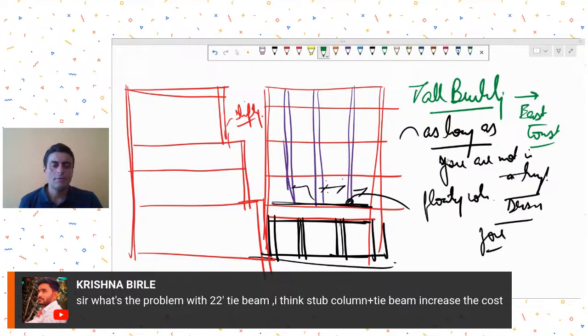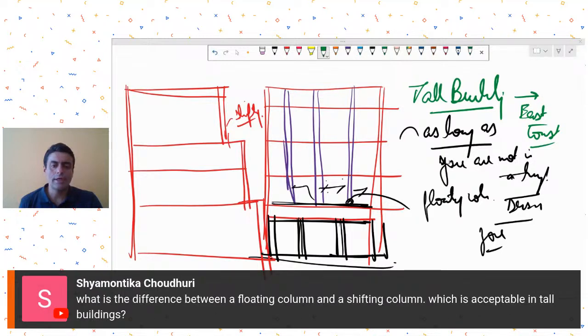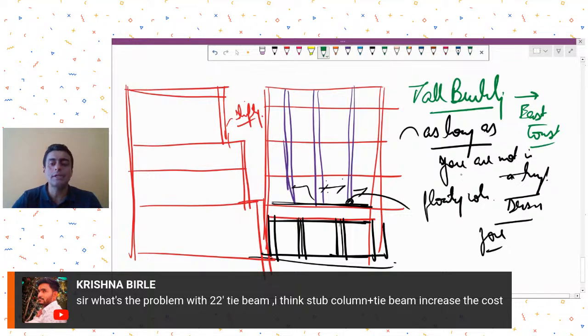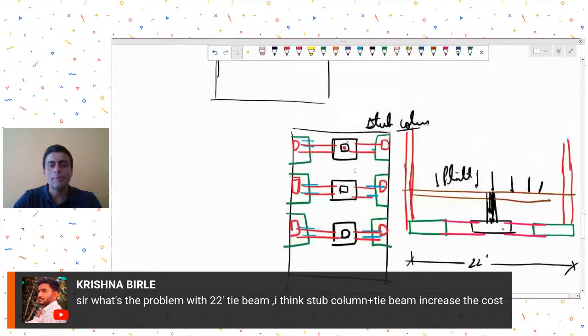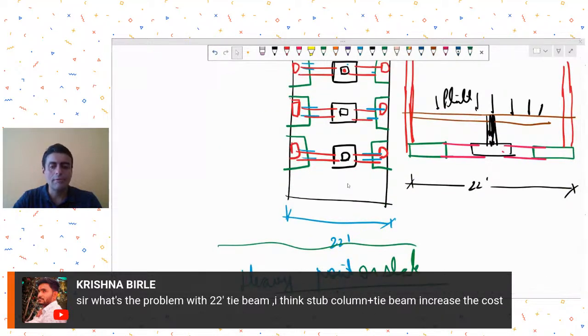Engineer Krishna Birle is asking, what's the problem with a 22 feet tie beam? I think stub column plus tie beam increases the cost. Yes, you are right, a stub column and tie beam may increase the cost, but sometimes you also have to think that if you provide a 22 feet tie beam, your client may not be very happy with it.